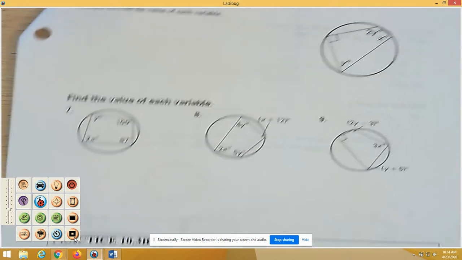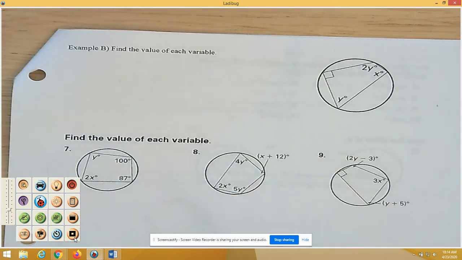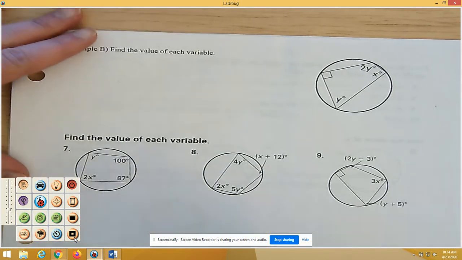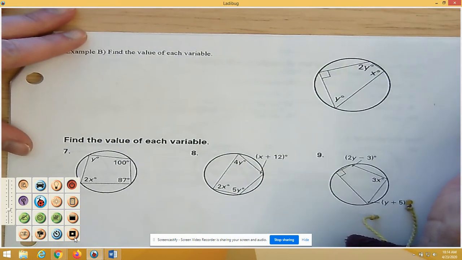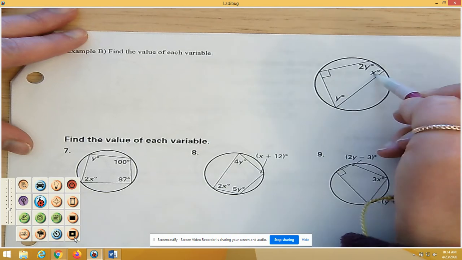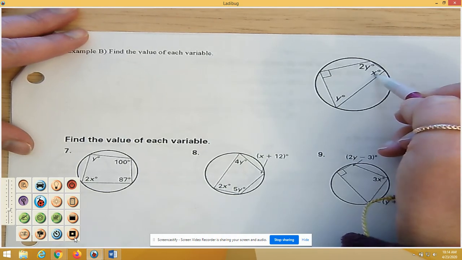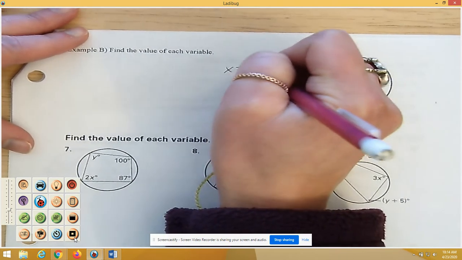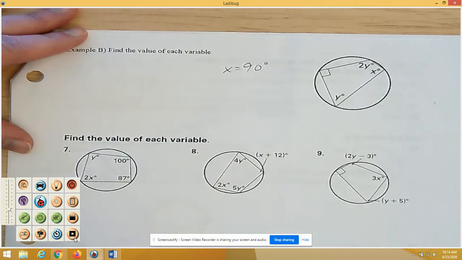So I'm going to flip over to page 3. And let's just try to do some of these examples here. So some of them are easier than others. So in example B, I have a 90-degree angle. The 2 angles across from each other have to be supplementary. So that means X is going to be another 90-degree angle.